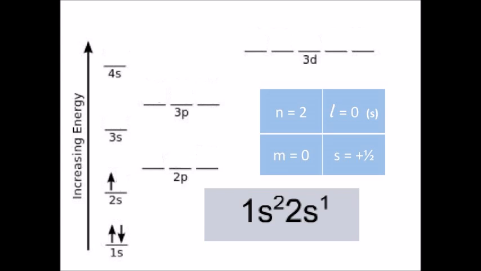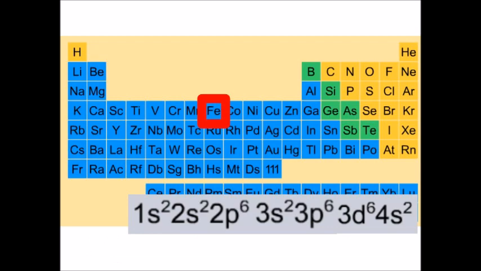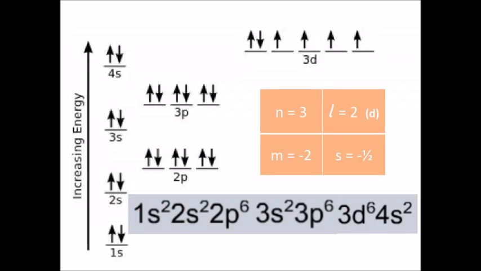There it is, the final electron in lithium, 1s2, 2s1. Wait, I've seen this before. N equals 2, L equals 0, S orbital, M equals 0, spin up. And then there's iron, argon's filled shell with a 4s2, 3d6 added on. This is electron number 26. N equals 3, L equals 2, p orbital, M equals -2, spin down.